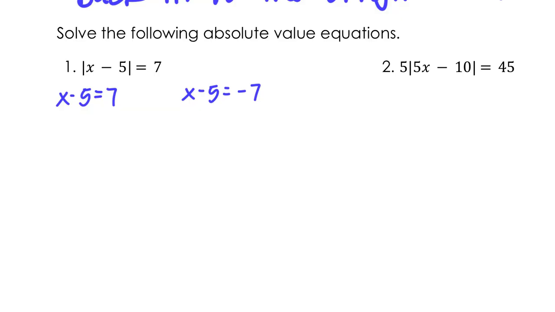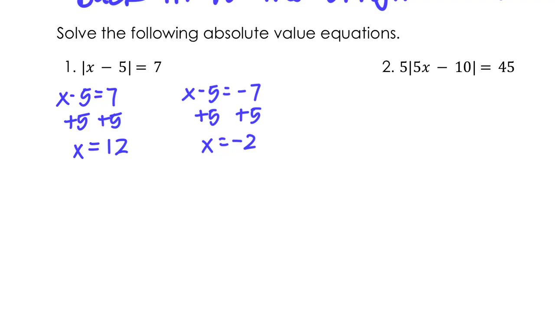From here, we solve both equations. You probably don't even have to show any work here, but we add 5, so we get 12, and then we add 5 again. You should not get the same answer twice because of that negative. So we get x equals 12 and x equals negative 2. Like I said, we do not need to check for extraneous solutions on these problems, and I'll explain what extraneous solution problems look like when we get there. So this is it. We're done.